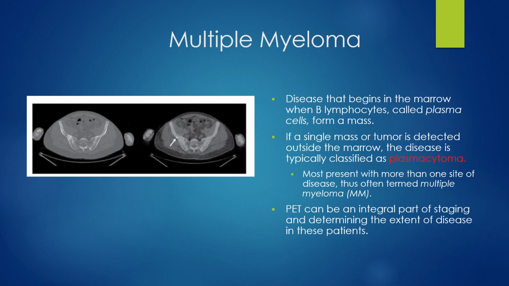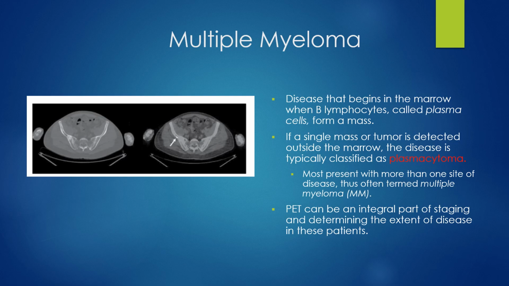Now, this is an example of multiple myeloma. Multiple myeloma is a disease that begins in the bone marrow when B lymphocytes form a mass. If a single mass or tumor is detected outside of the marrow, then it's known as plasmacytoma. However, it's usually more than one site, and it can turn into more than one site, and then it's called multiple myeloma. PET is a very integral part of staging and determining the extent of disease in these patients.